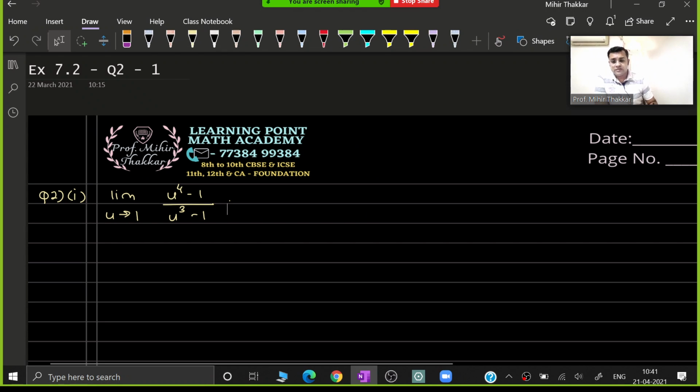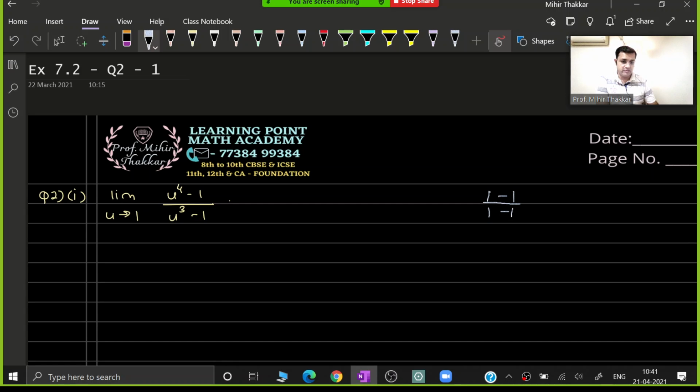In the numerator, if you substitute the value directly, I will get over here 1 raised to 4, that is 1, so 1 minus 1. Denominator, again 1 raised to 3, that is again 1, so 1 minus 1. Again the denominator is becoming 0, so I cannot just substitute the limit and get done with my answer. So once again I have to factorize this over here. How do we factorize? Let us understand.